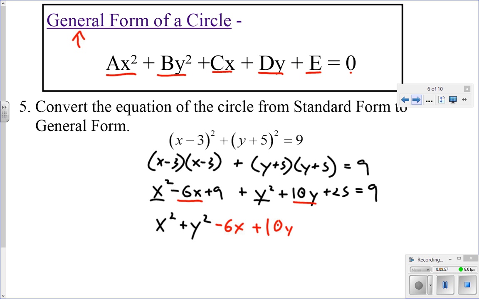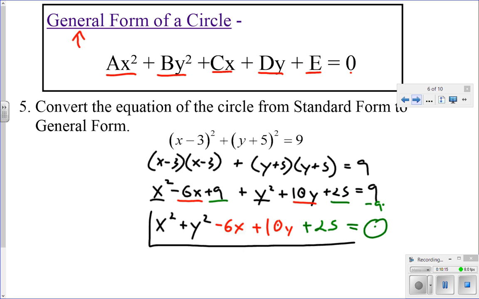And then I'm going to have to combine my constant terms. I'm going to have a plus 9, a plus 25, and then a minus 9. Well, these will cancel out, so I'll just get a plus 25 here, and this is all going to be equal to 0. So there's my general form of an equation of a circle. Not as useful in identifying our center and radius, but it will be useful in other contexts.